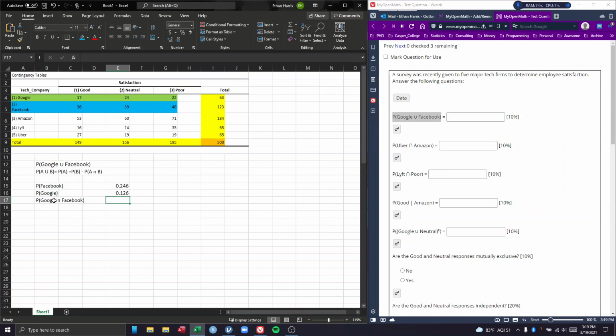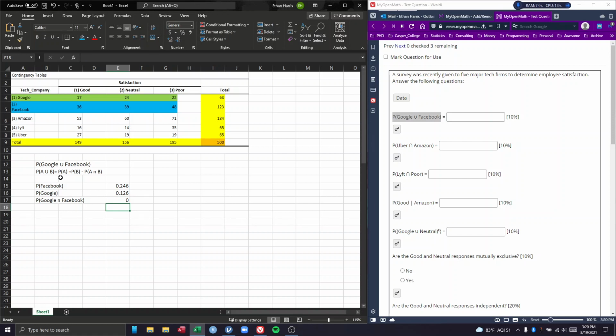Now, intersections in contingency tables are where the two events cross, or where they overlap, where two events can be true at the same time. Now, if we look at Google and we look at Facebook, these two are actually parallel lines, and they don't cross at all. It's what's known as mutually exclusive events. And the probability that they intersect is 0.